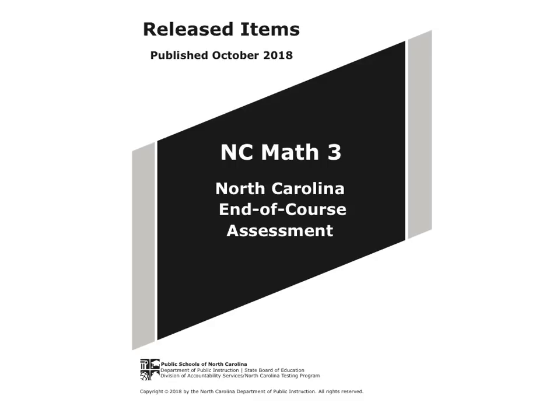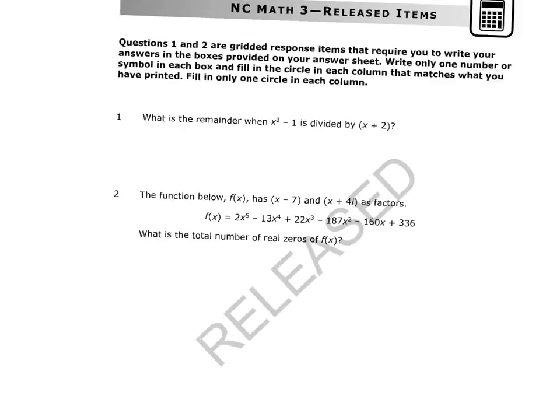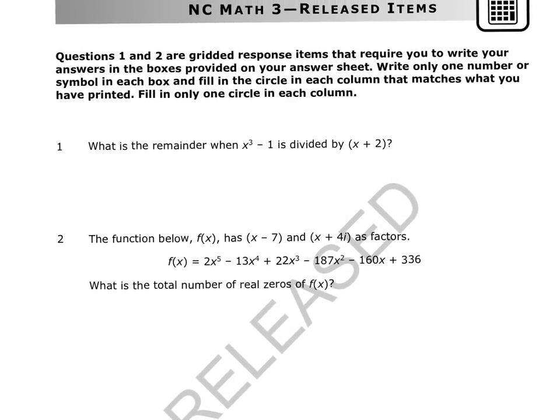All right, here is your algebraic solving of the early section of EOC. So for number 1, starting with what is the remainder of x cubed minus 1 divided by x plus 2. I'm going to show you 2 algebraic ways to work on this one. First one is synthetic division.